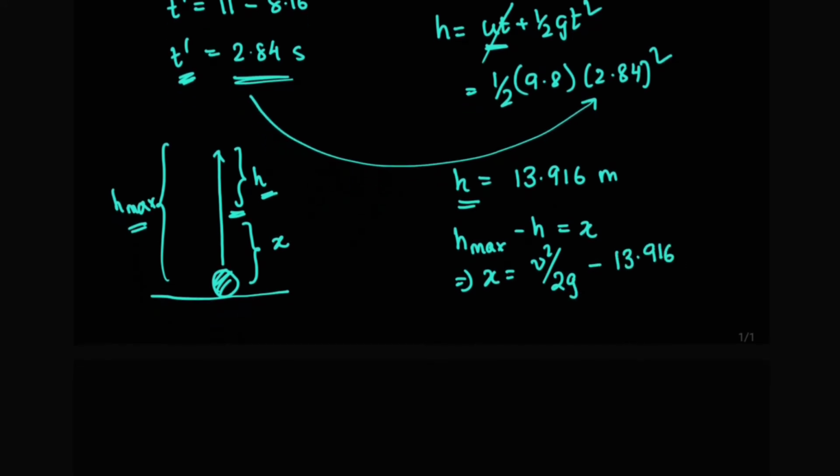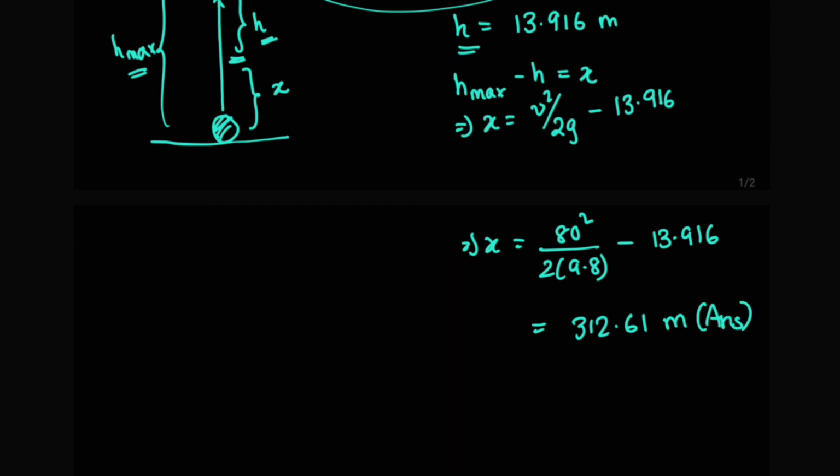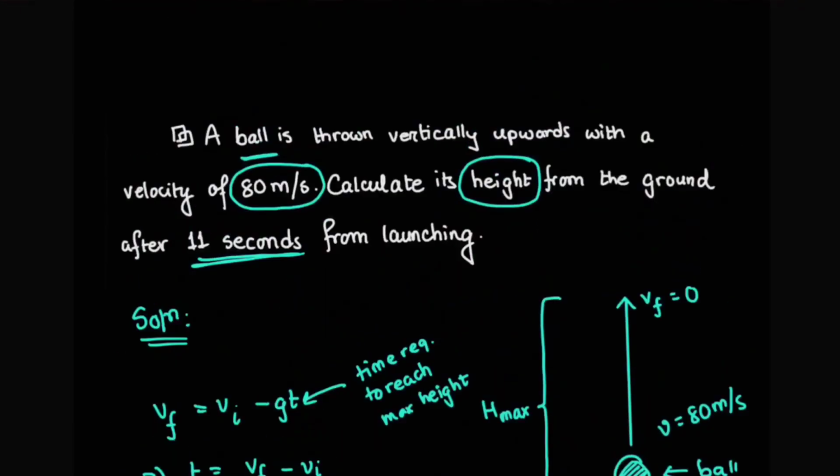And if we plug in the values, we get that x is basically what? 80 squared over 2 times 9.8 minus 13.916, and this is basically 312.61 meters. And this is how you calculate the height of the ball after a given time interval. Well, that's all for today.